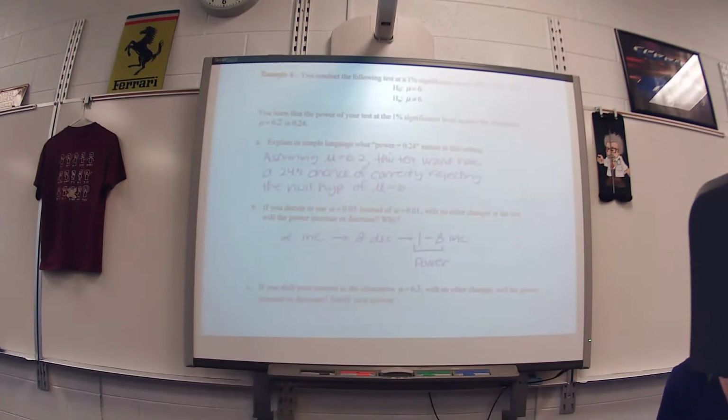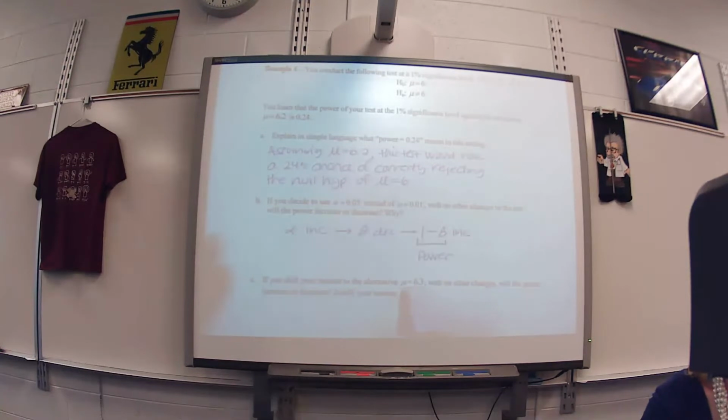The question is, if there were no other changes to your testing procedure, do you think the test would be more powerful testing for 6.3, or was it more powerful testing for 6.2? And this one's hard just because it is so intuitive. I always tell people on this one, think about a number line.